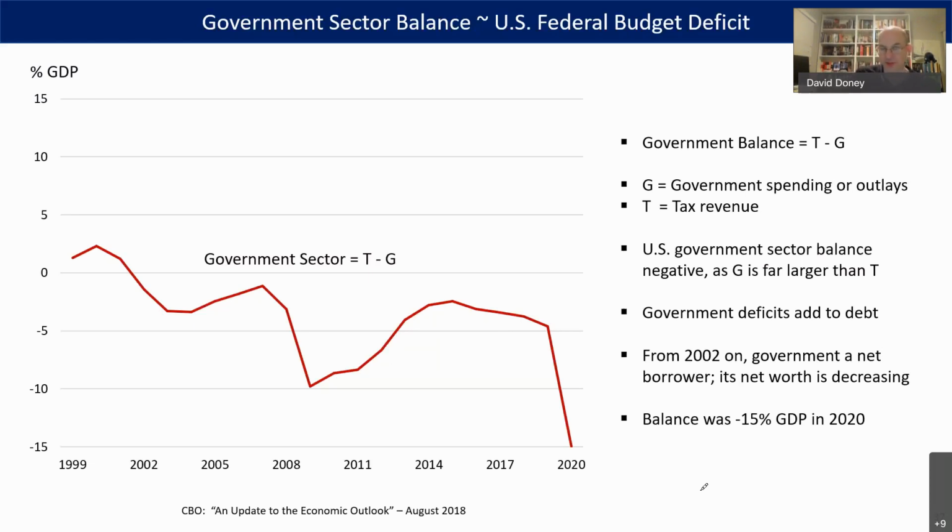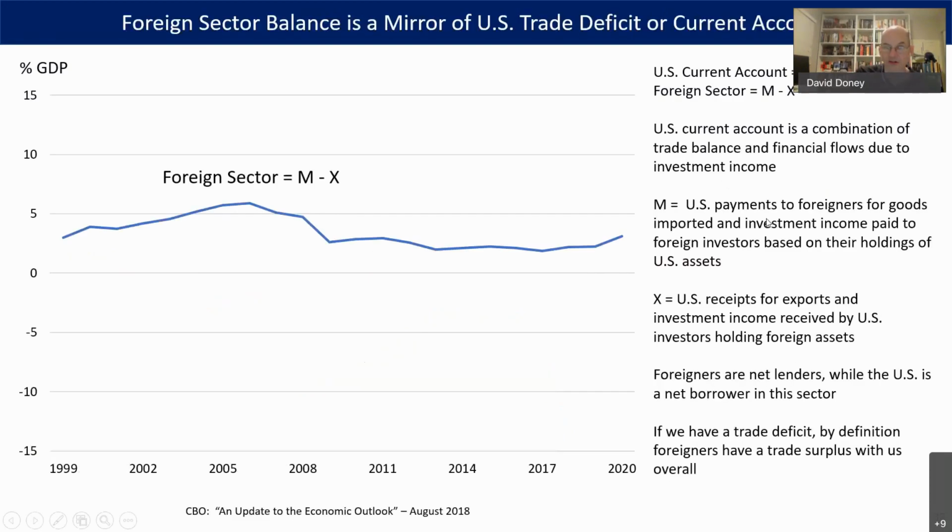And for each of these sectors, a sector that is in deficit is borrowing, and a sector that is in surplus is lending. The sector that's in deficit has a net worth that is falling, and the sector with a surplus has net worth that is increasing.